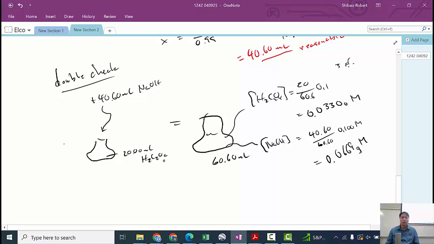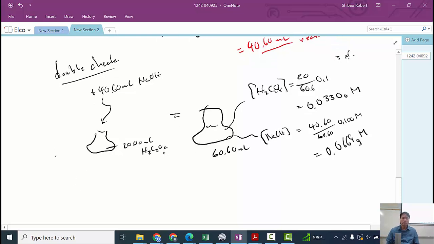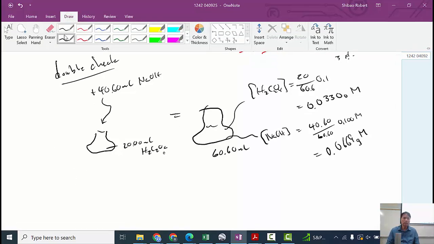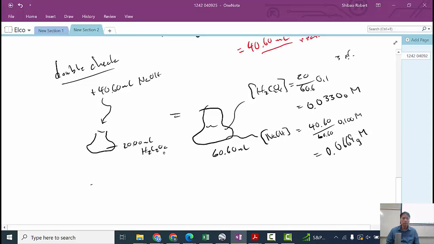All right, now we'll go to step 1, which is going to be the oxalic acid plus the sodium hydroxide. This is going to yield sodium hydrogen oxalate plus water.